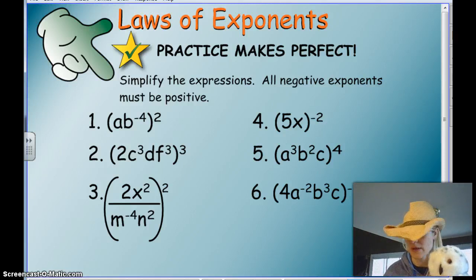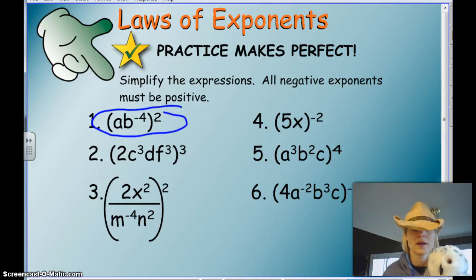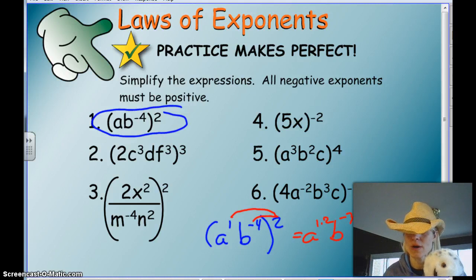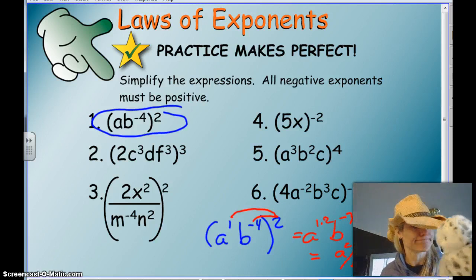All right, so let's look at an example here. Okay, let's look at number 1. As I said before, we're going to write in any exponents we don't see. So that's a to the 1, b to the negative 4, and everything's raised to the 2 power. So I'm going to distribute the 2 to each one. That's going to give me a, 1 times 2, and b, negative 4 times 2. So 1 times 2 is 2, and negative 4 times 2 is negative 8. And then we know that we want all exponents positive, so we'll bring that down below. So we'll get a to the 2nd over b to the positive 8. Okay? Did that make sense?